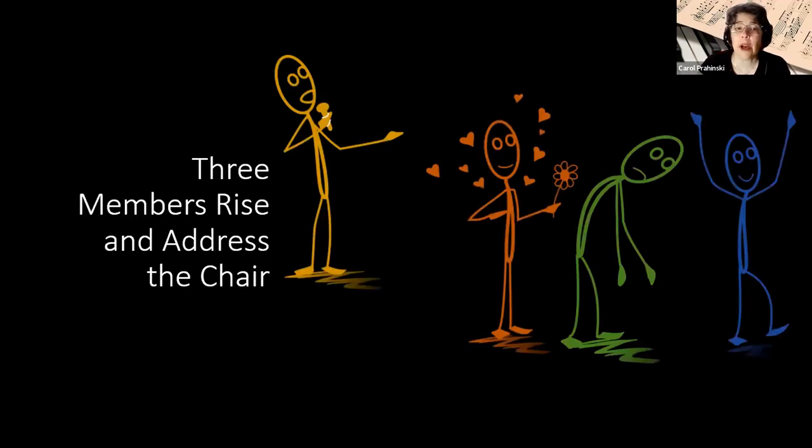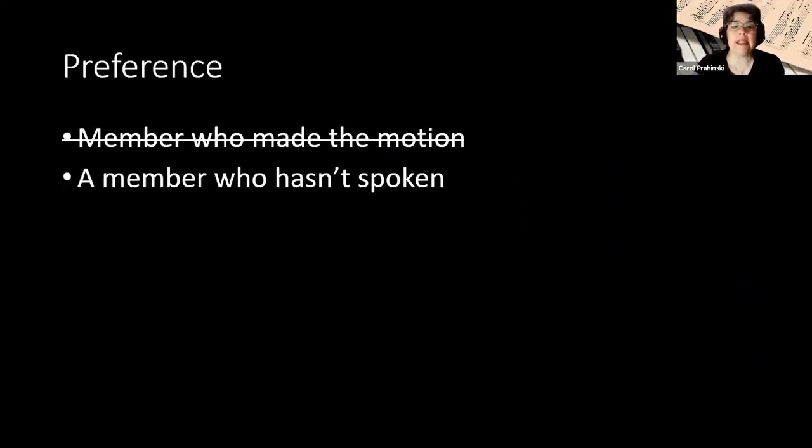So then three members rise after Mr. Loud finishes and they address the chair. Now I have to select between them. So the question is, which one do I select? And they all look great, right? Except for Mr. Grumpy in the middle. But let's go ahead and say the member who has not spoken. So this is really random. The chair in this case calls on Miss Happy.